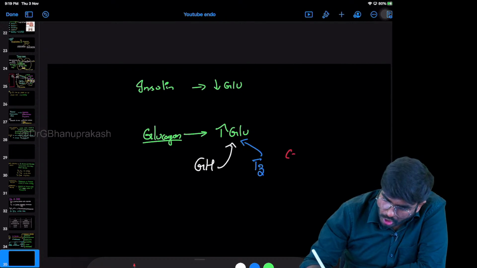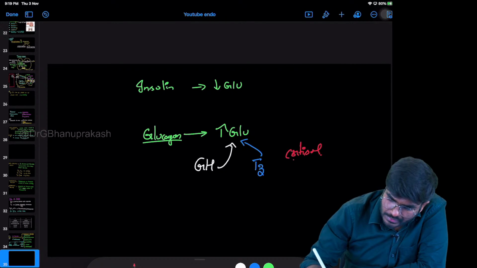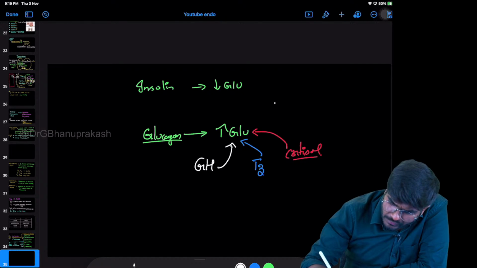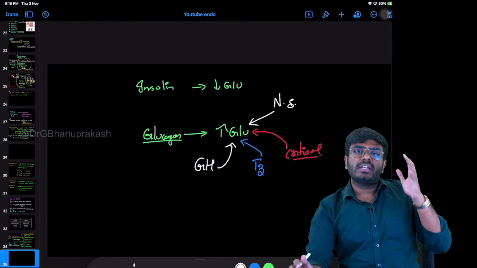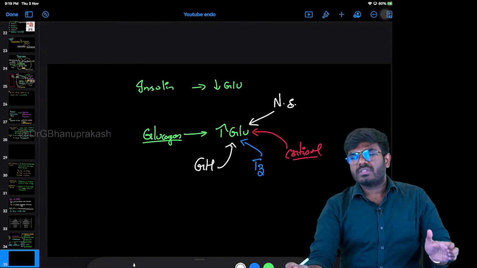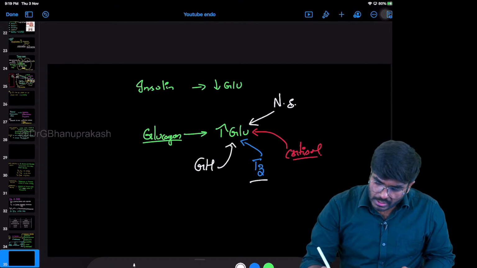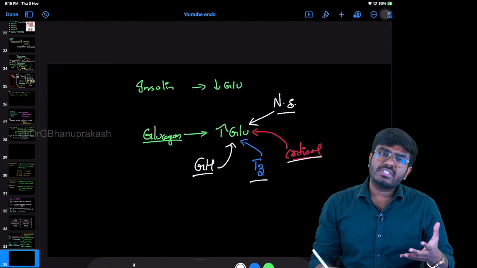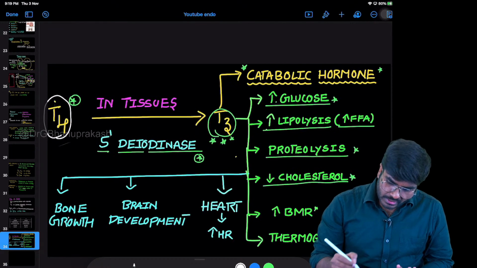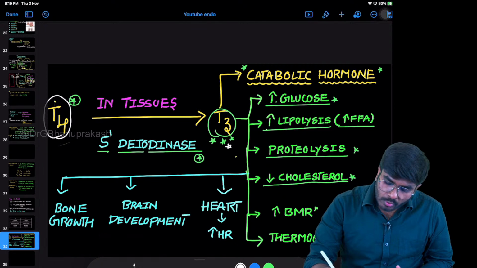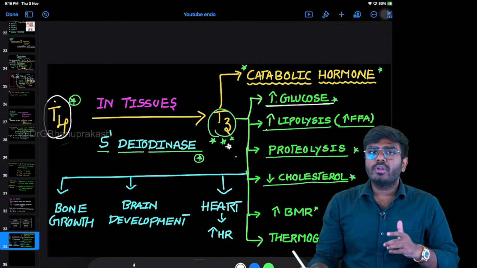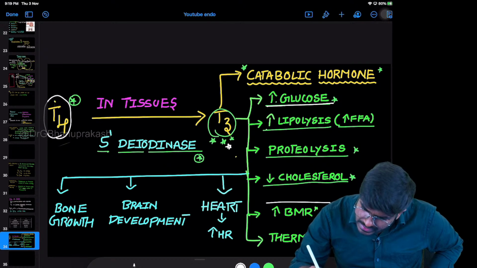Later I will tell you, cortisol increases the blood glucose levels. And also epinephrine, norepinephrine increase the blood glucose levels. So don't be in a state that only glucagon will come and increase the blood glucose levels. Not only glucagon, growth hormone increases, thyroid hormone increases, cortisol increases, norepinephrine increases the blood glucose levels. There are many hormones which increase the blood glucose levels. Right now thyroid hormones cause glycogenolysis, an increase in the blood glucose levels, lipolysis, proteolysis.